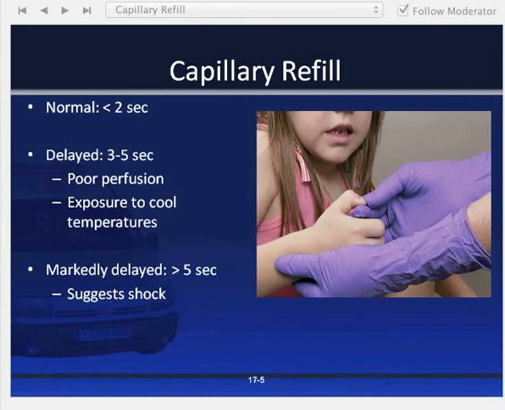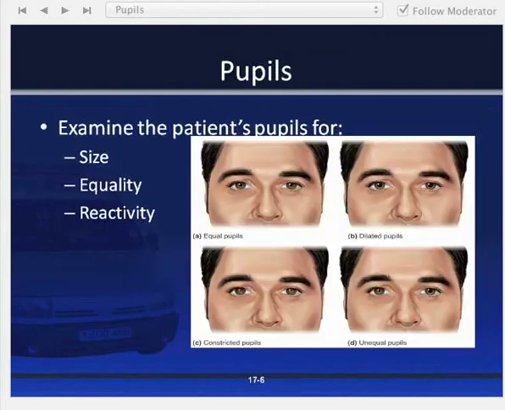A capillary refill time of 3 to 5 seconds is said to be delayed. This may indicate poor perfusion or exposure to cold temperatures. Capillary refill time of more than 5 seconds is said to be markedly delayed and suggests shock. When assessing this in adults, it's important to keep in mind underlying illnesses such as peripheral vascular disease and other circulation disorders.